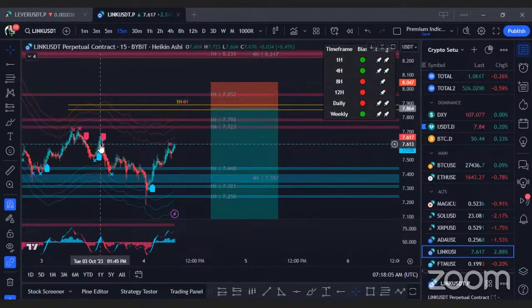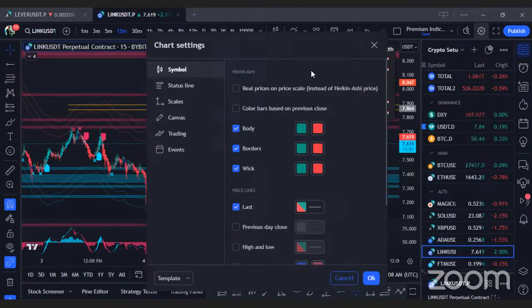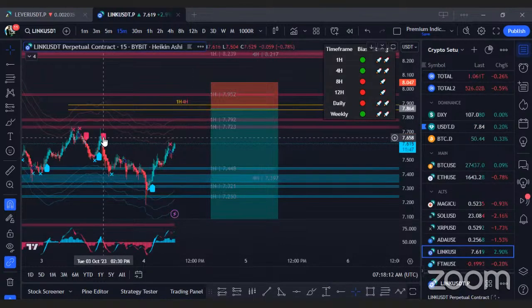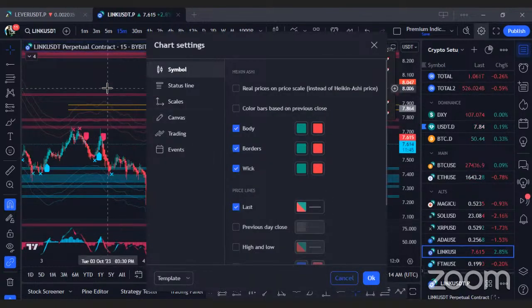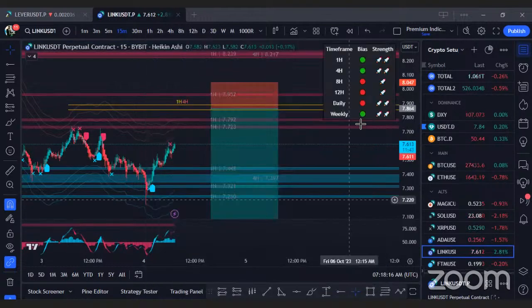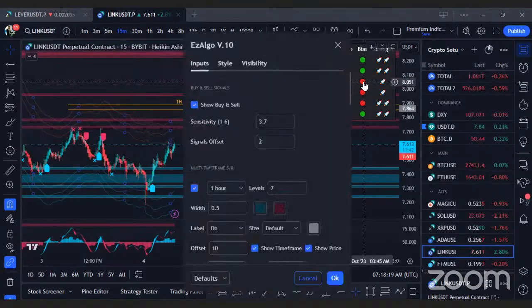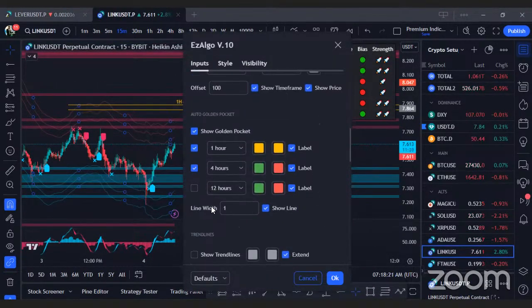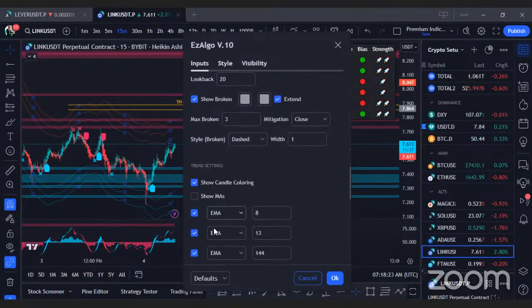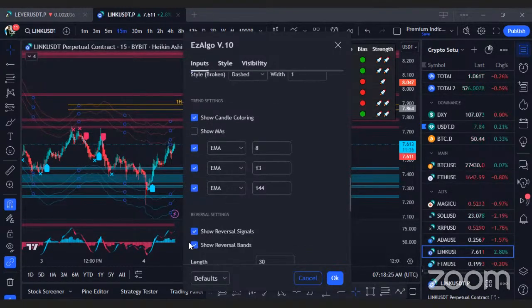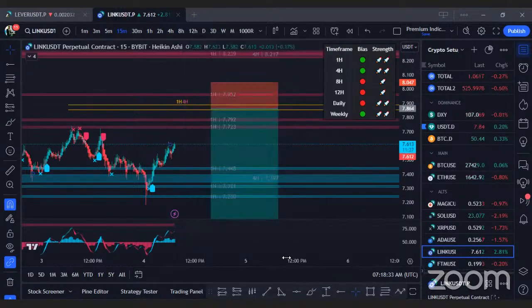Okay, if that plays out, let me remove one or two of these indicators. Sorry. Let me remove this reversal stuff, the scalping show reversal bounce. I'm going to remove that, and I'm going to remove all the signals.